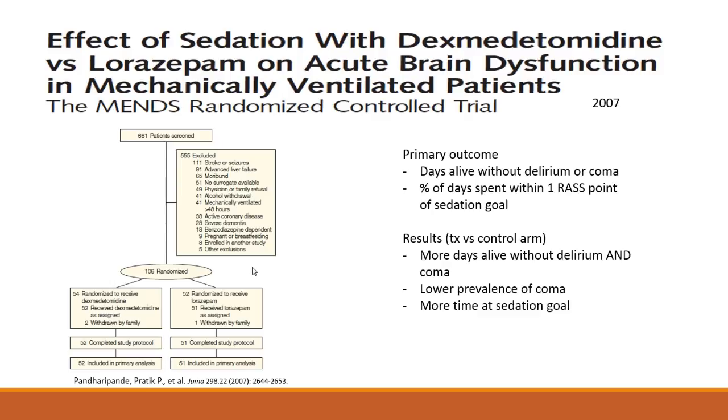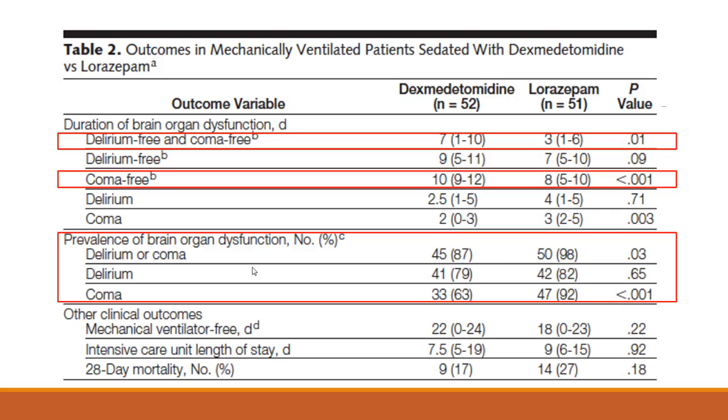It's not delirium alone. And patients who were in the Precedex arm were more likely to be at target sedation using the RASS score. So if they had a target level of, let's say, -1 or 1, they were more likely to be within 1 point of that if they were in the Precedex arm, as opposed to the lorazepam arm. And so this is the breakdown of what they found here.